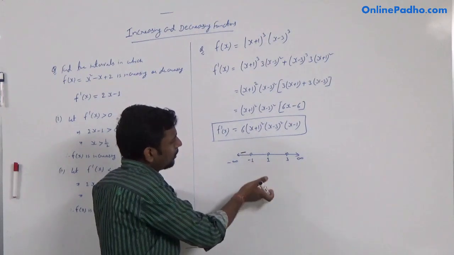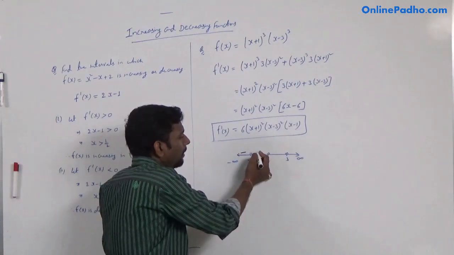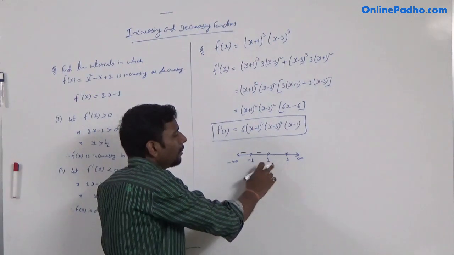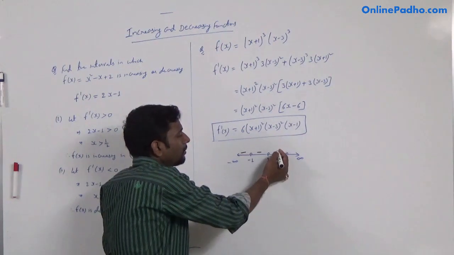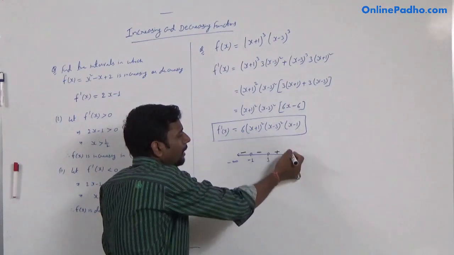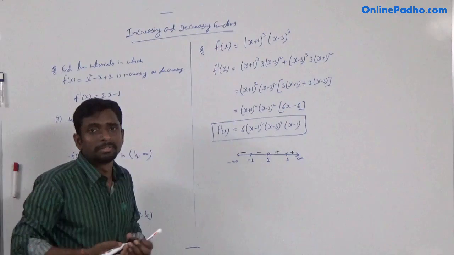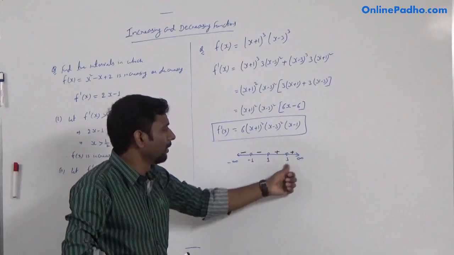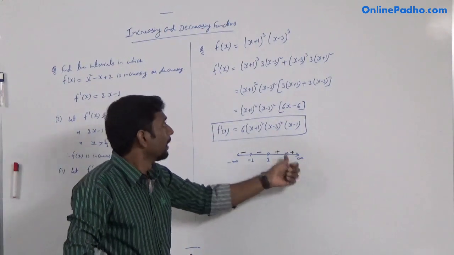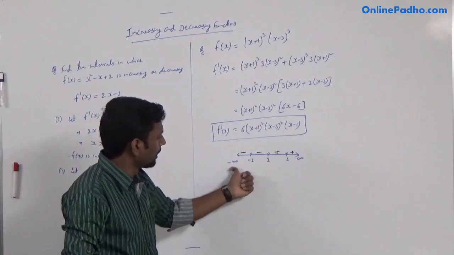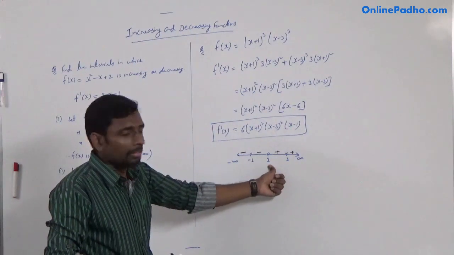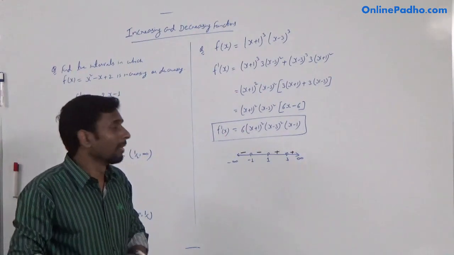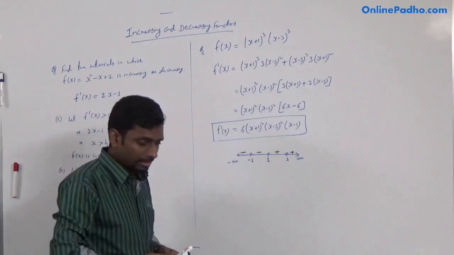From minus 1 to 1, we can put 0. If you put 0, 0 minus 1 is negative, so again negative. Between 1 and 3, we can put 2. 2 minus 1 is 1, a positive value. For 3 and more than 3, it is a positive value. So this function is increasing in the interval 1 to infinity except 3, and decreasing in the interval minus infinity to 1 except minus 1. We cannot take exactly minus 1 because at this point the derivative is 0.